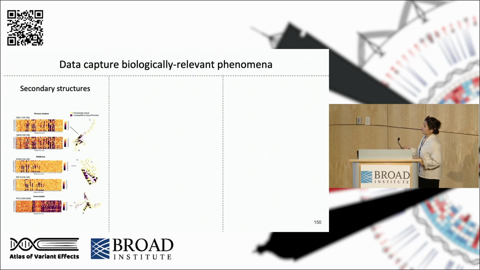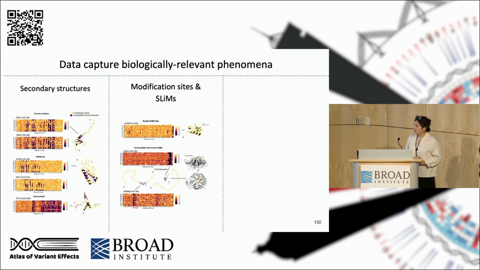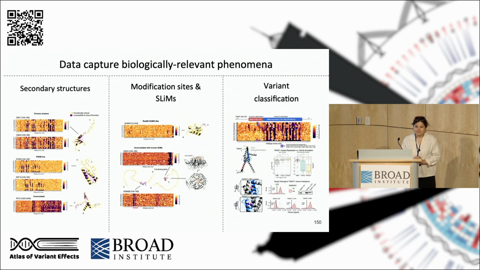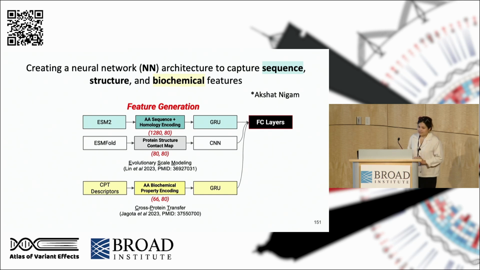And I'm not going to go over this too much right now, but we can talk more at my poster. But basically, we're happy to see also that our data captured biologically relevant phenomena like identifying secondary structures or interaction interfaces that are important for function, finding modification sites in SLiMs and disordered proteins. And also, in some cases, we were even able to see that loss of function in our assay correlated with known pathogenicity.